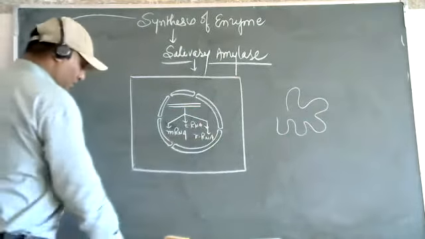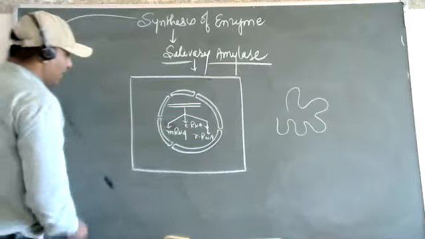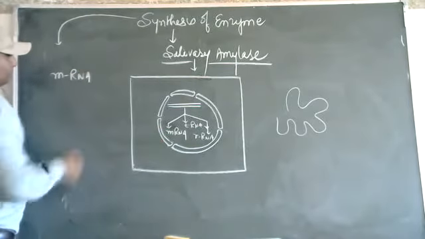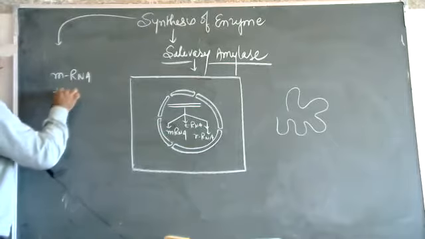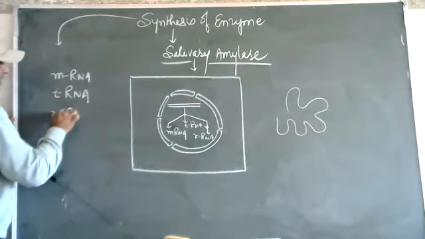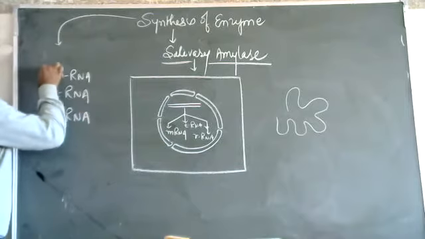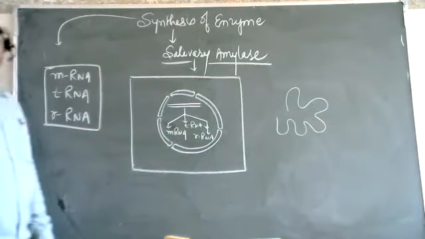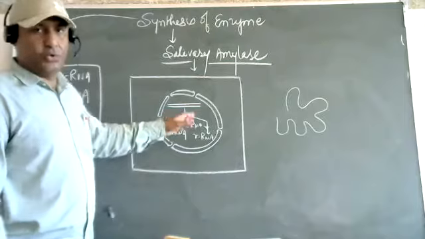Again, repeat, the three RNAs: first is mRNA, second is tRNA, and third is rRNA. So three types of RNA are prepared in the nucleoplasm, in the nucleus.